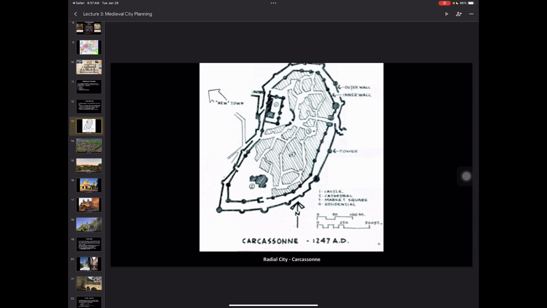What kind of power structure do you guys think Carcassonne had, just based off the big building we see in the center? Princely? Yes, it did have princely rule, and we know that because what we see in the center is a castle, right? This is not a church, and it's also not a town hall, and then notice that it does have its own moat around it, right?